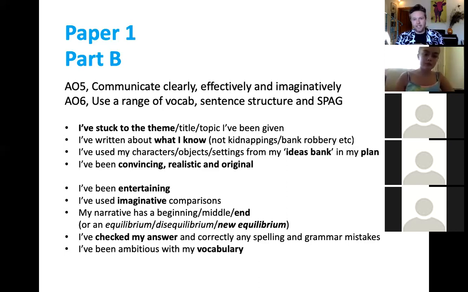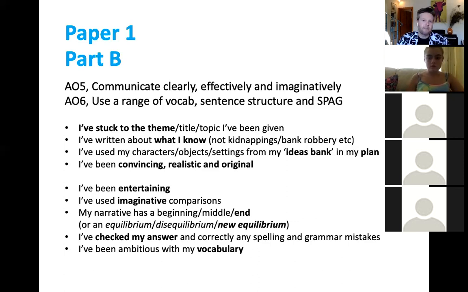Say the story is to write about a train station, for instance. If one of your objects happens to be a suitcase or a handbag or a diary, great, you're halfway to starting a story. Why is it there in the first place? Has it been deliberately left? What's going on? So again, don't start creating ideas in the exam hall. Make sure you're convincing, realistic, and original. That's what the mark scheme wants you to be.